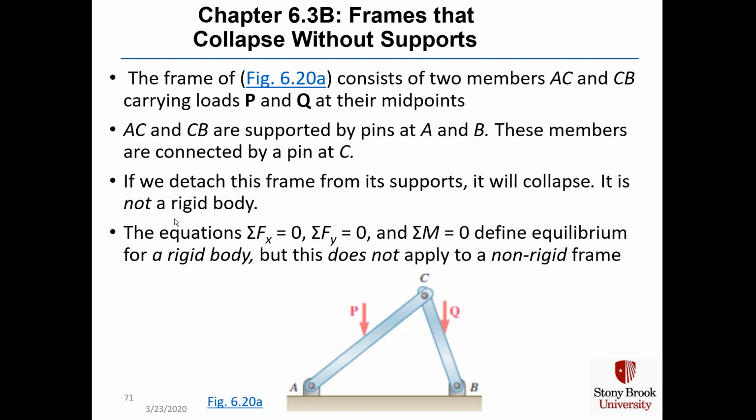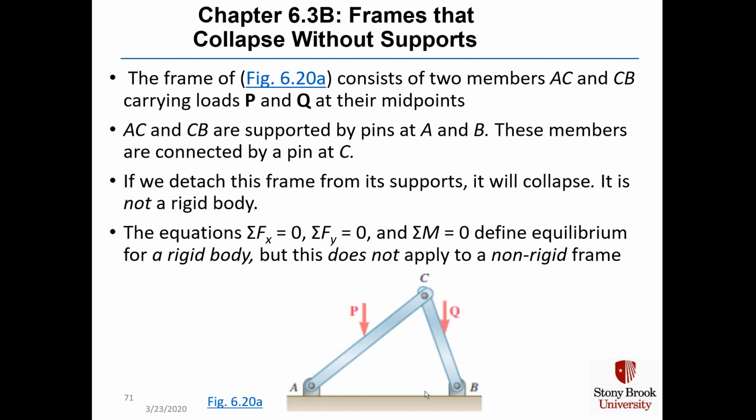C. But if we detach the frame ACB from its supports, these downward-pointing loads P and Q would just take this pin and push point C down and flatten it, such that member ACB would quickly be in a straight line flat down on the ground. Therefore, we conclude that the frame is not a rigid body.